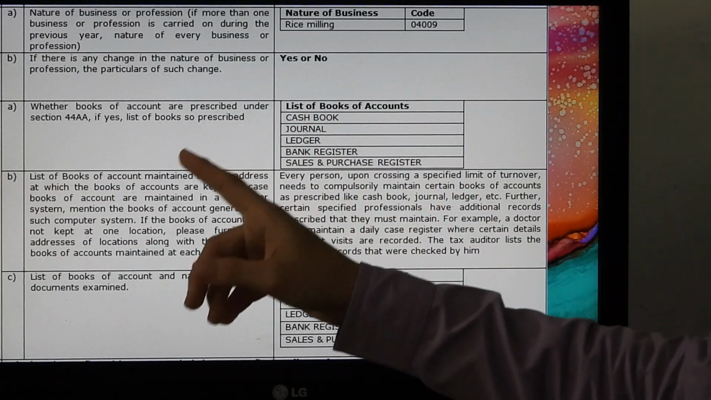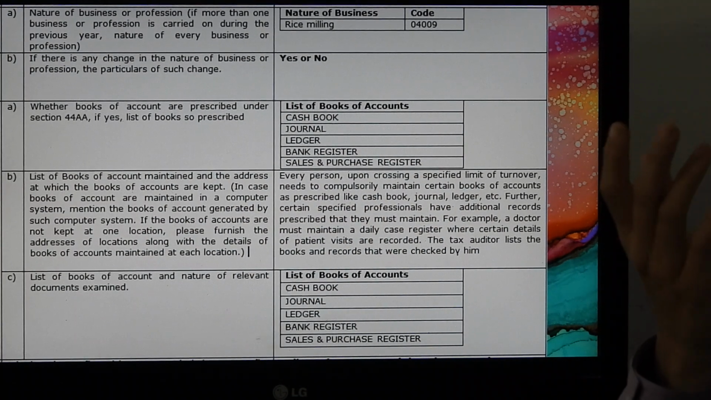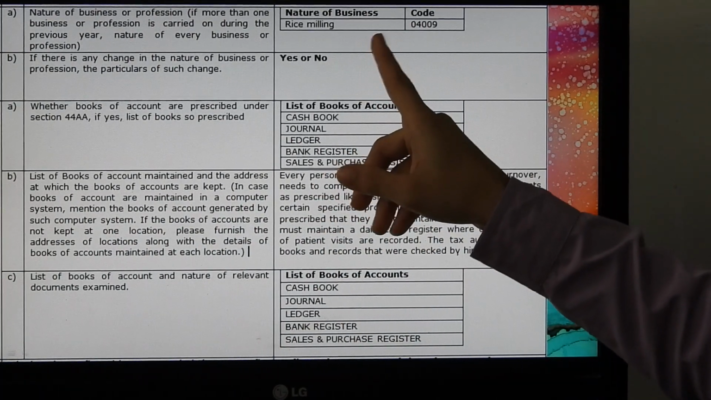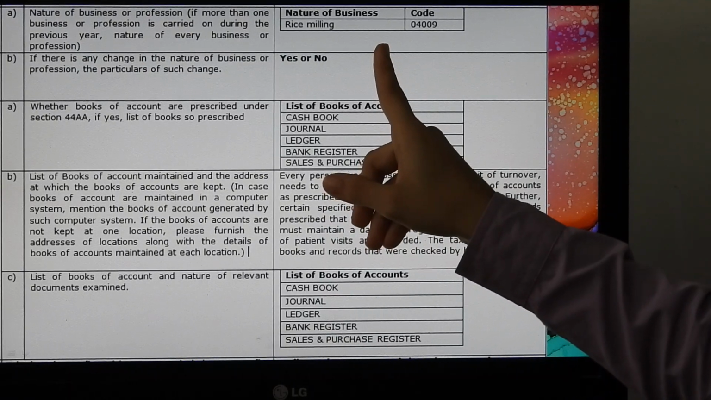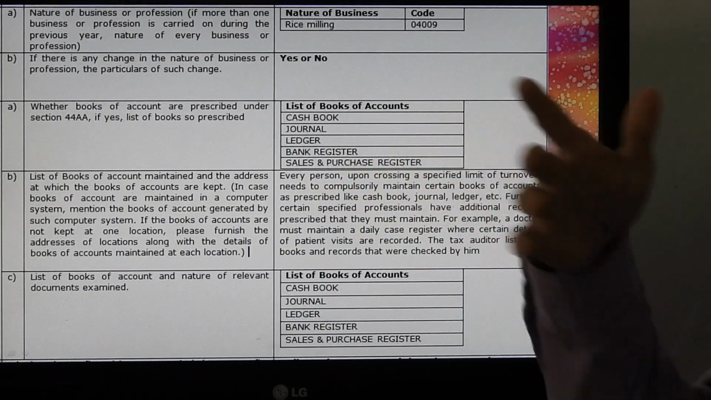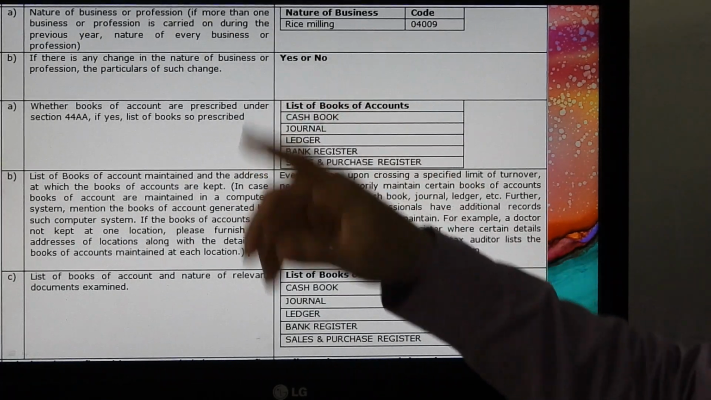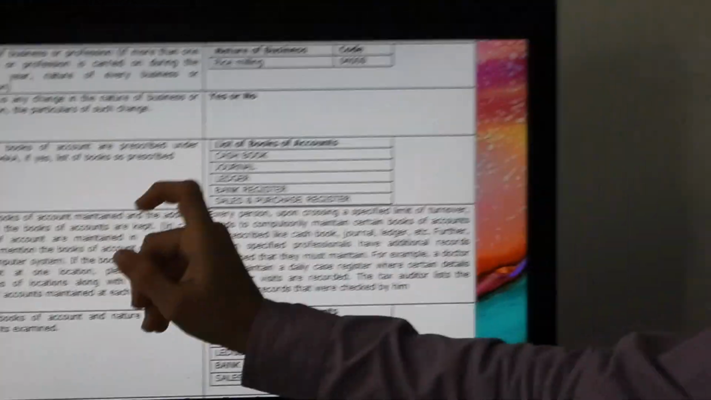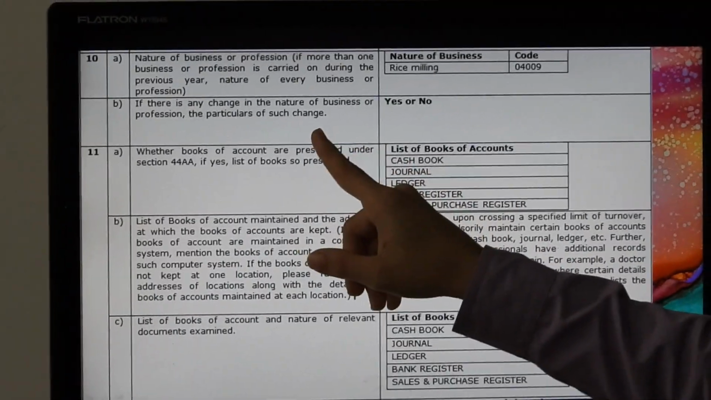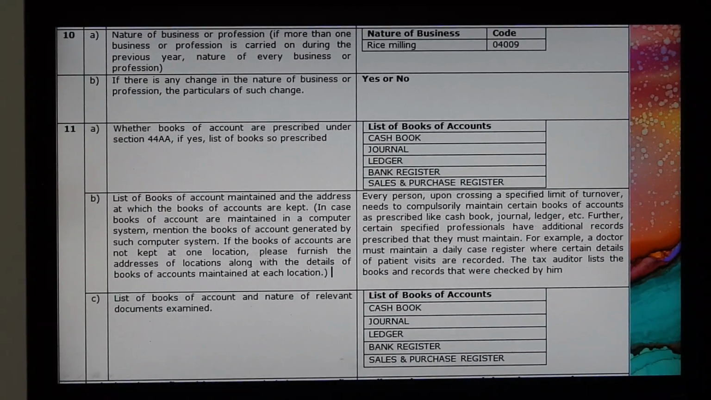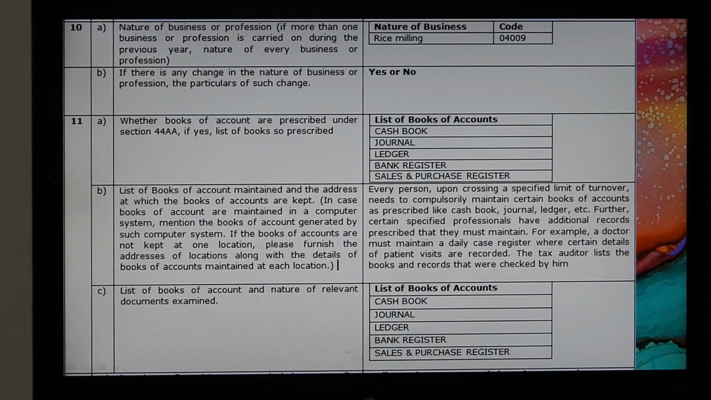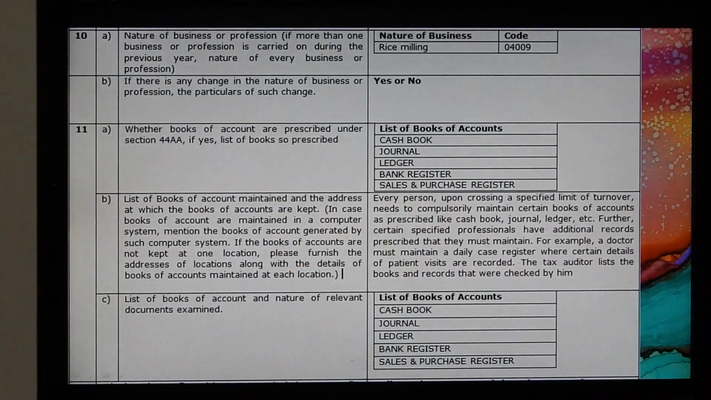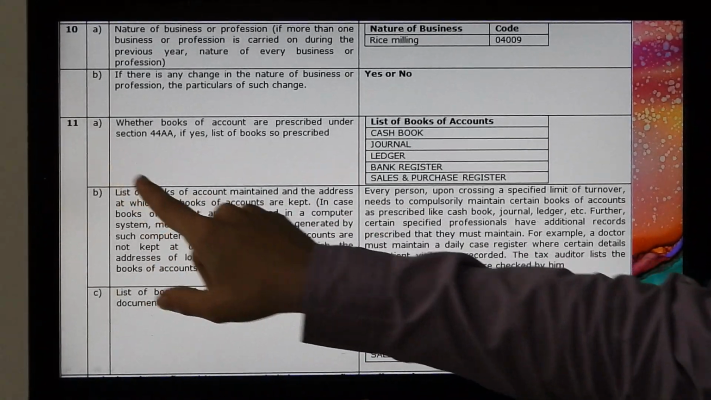Moving on further to clause 10, you need to mention nature of business, which is a mandatory aspect. You need to mention the code, and if you don't get any code for your business, you just need to write other trading activities. If there are any changes to such nature of business, you need to mention under clause 10b. Clause 10b also includes the option of whether you are adding any business, deleting any business, or running two businesses together.